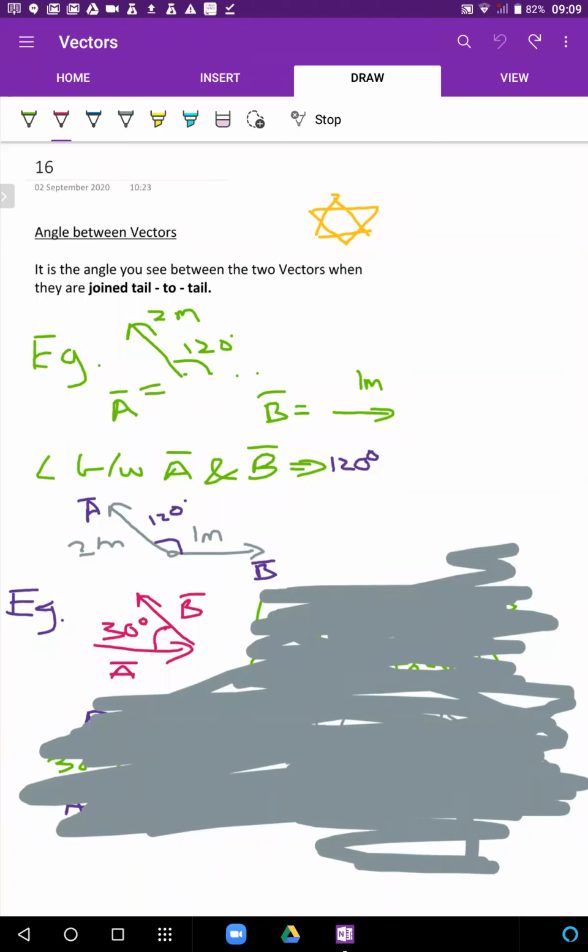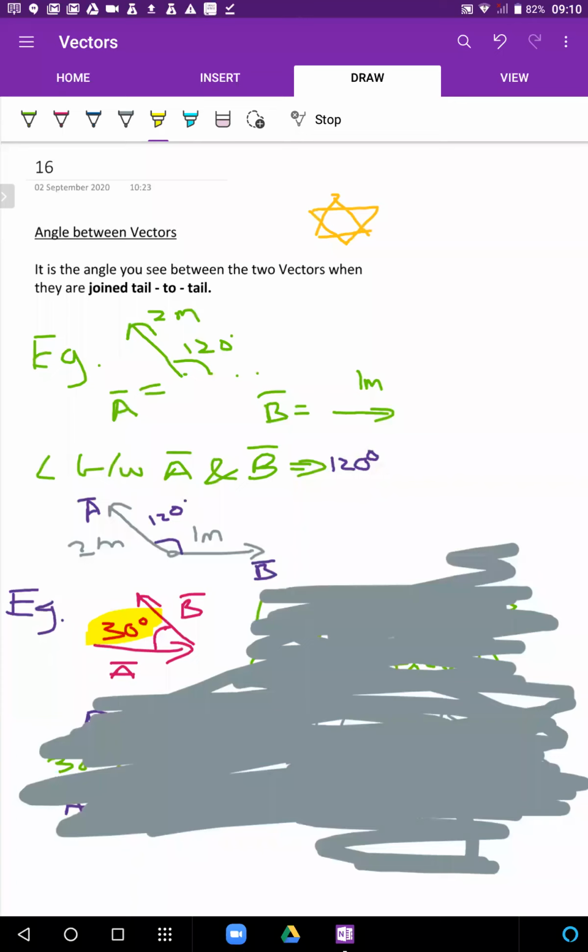Okay, simple. In this case, the angle is not 30, right? Although it's right there. ठीक है, आलस मत करो, उधर ही है, दिख रहा है 30 है, थोड़ा एफर्ट यूज कर लो. This is not your answer. This can never be your answer for angle between vectors. Why? They're joined head to tail.